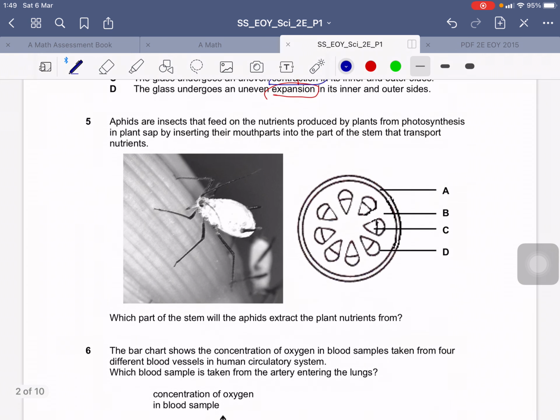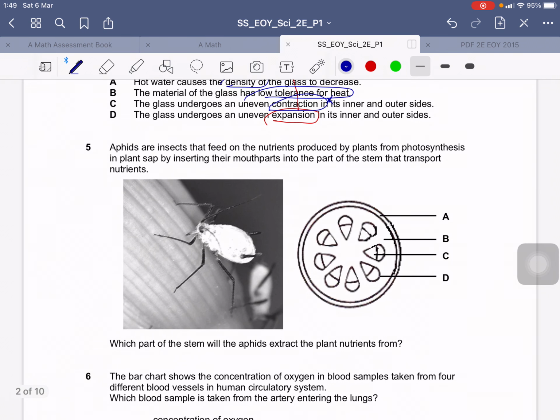Number 5, Aphids are insects that feed on the nutrients produced by plants from photosynthesis in the plant sap by inserting their mouth parts into the part of the stem that transports nutrients. Now this one is very straightforward. Transport nutrients, I think they are talking about the nutrients produced by plants. So that means it will be like food. Alright, so we understand that food is transported by this phloem over here. So answer must be D.